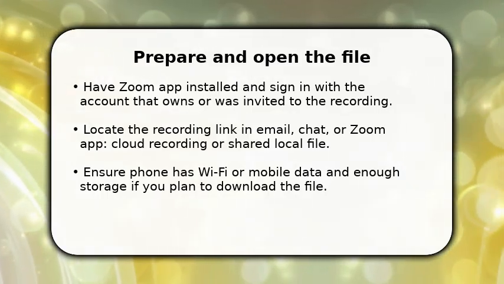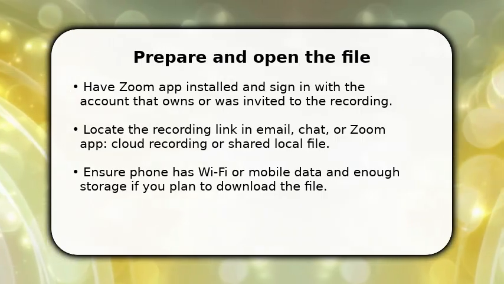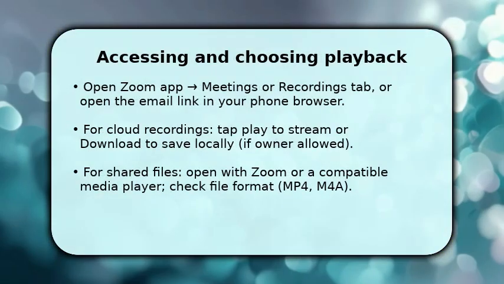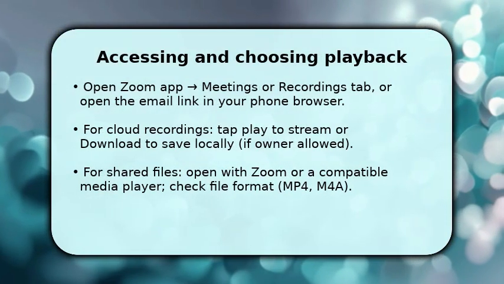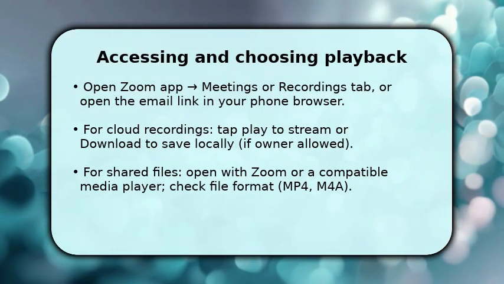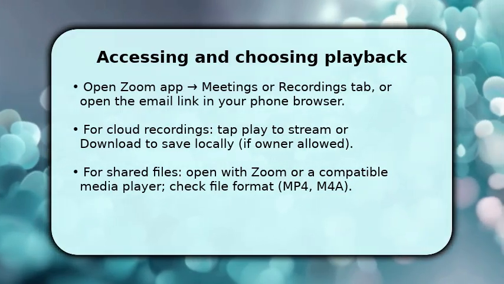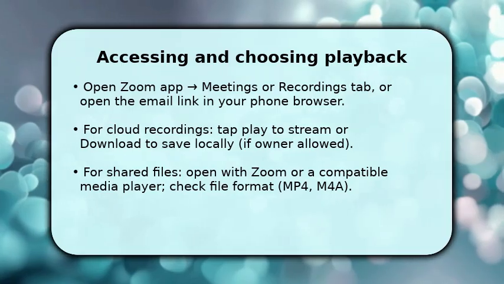Now open the link or tap the recording entry to begin. Next, access the recording itself. If you're in the Zoom app, go to Meetings, then Recorded or My Recordings to find the cloud file, tap it and choose Play to Stream. If you received an email link, open it in your browser, sign in if prompted, and tap the play button.